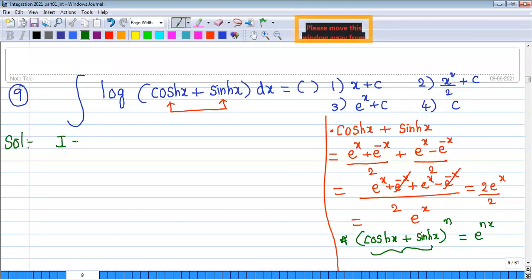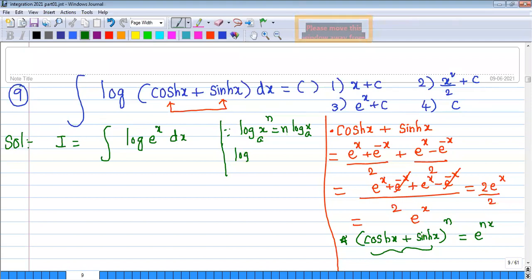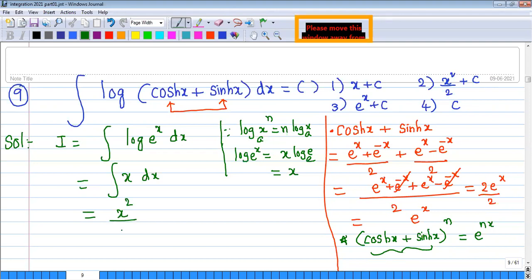So now the integral we can write as log of e power x dx. In logarithms we have the power rule: log x to the power of n to the base a is n times log x to the base a. So log e power x is x log e. Here log e base e is 1. So log of e power x is x. So integral x dx. This is x power 1 plus 1, 2. X square upon 2 plus constant of integration.